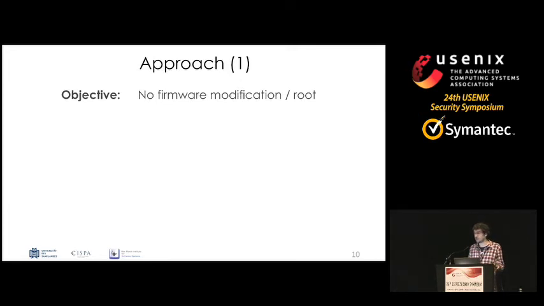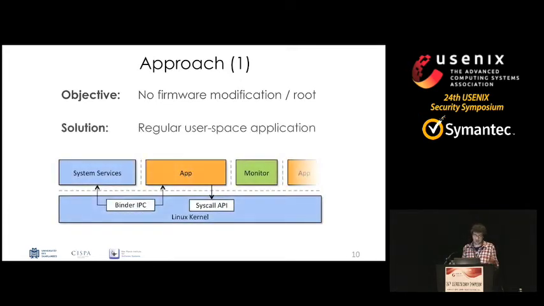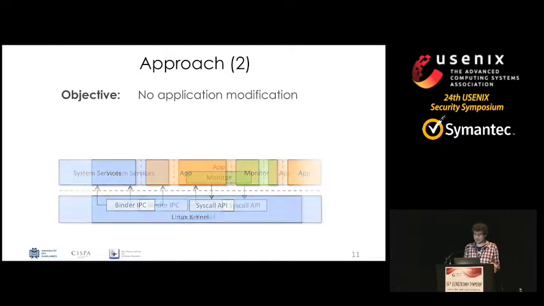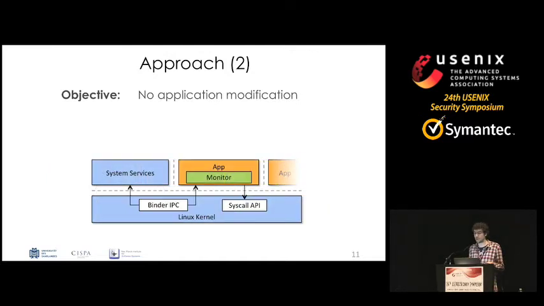So first, we want to have no firmware modification or root. So the solution to this is actually very straightforward. We are just going to have a regular app that you can install. But as we saw before, that app is not going to be able to monitor other apps right away. And because of our second objective, no application modification, the inline reference monitor approach that we saw before does not work in our case. So what we did is we just turned the inline reference monitor approach upside down. So instead of injecting the monitor into the untrusted application, we dynamically load untrusted applications into our monitor app. That's called application virtualization. And that works without actually changing the code of any untrusted application on the phone.